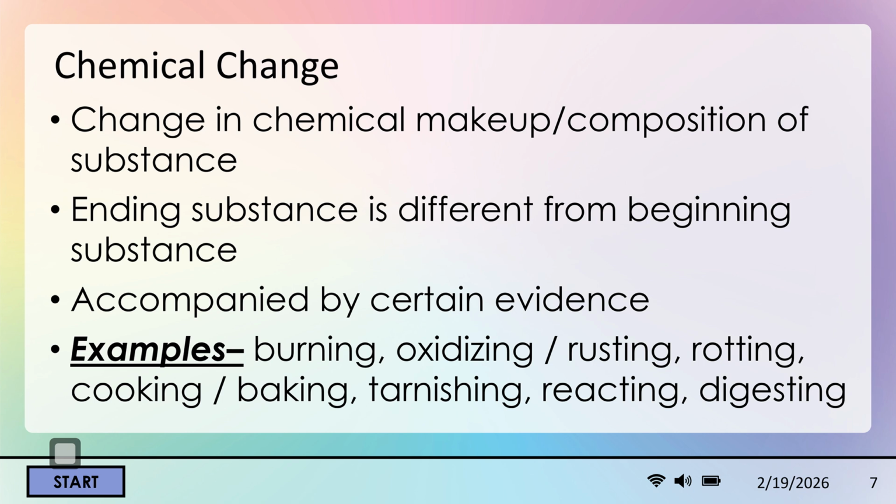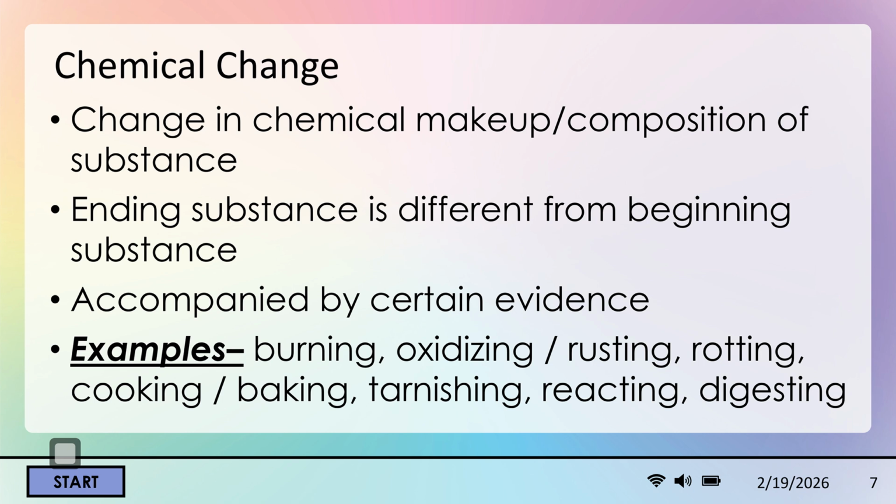So once again, if fire is involved and you're burning it or baking it or cooking it, that is a chemical change that is happening. All right? If you're just warming something up, that's not a chemical change, that's a physical change. But if you are burning, cooking, baking that object, that is a chemical change. And then you have other ones there.